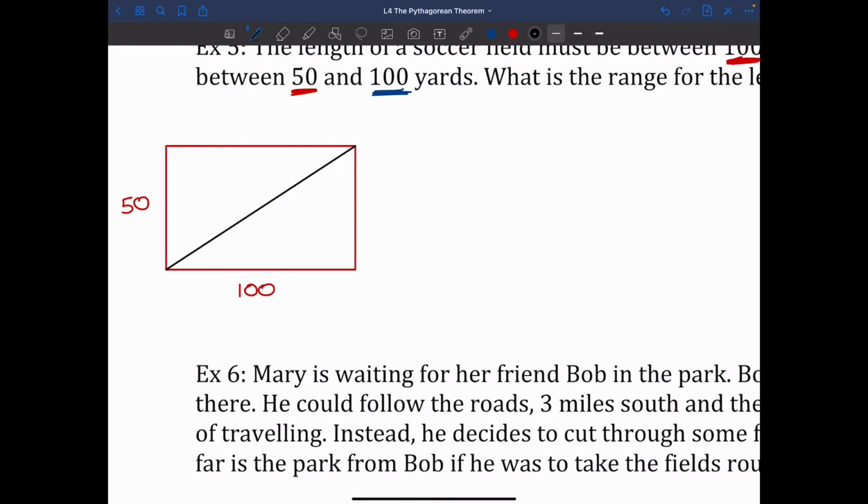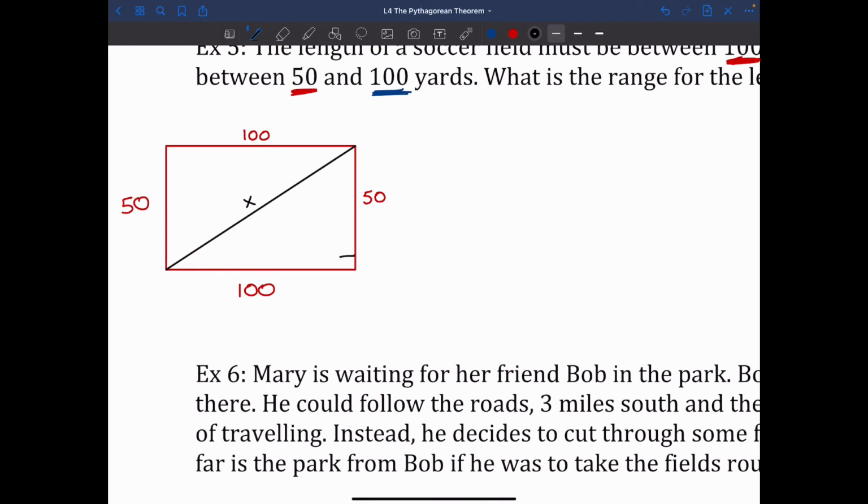So what I'm going to do is label a couple other sides. This top side is also 100. This other side is also 50. And to figure out that missing piece, I don't know what it is yet, so I'm just going to call it x. Always a safe bet. So to figure out what that x is, that's kind of like the hypotenuse of a right triangle.